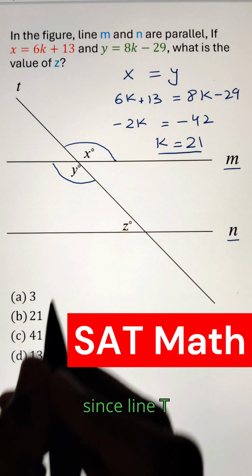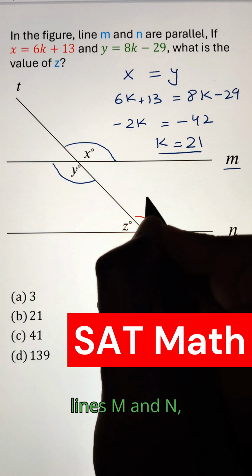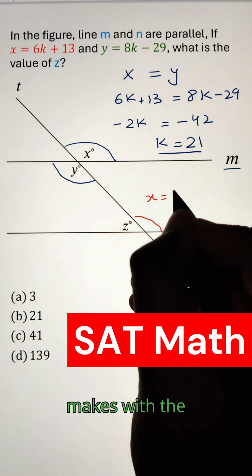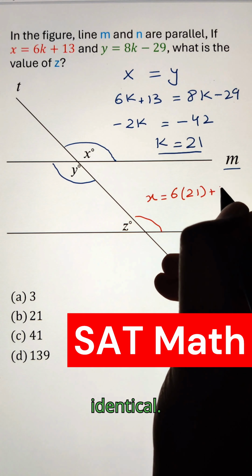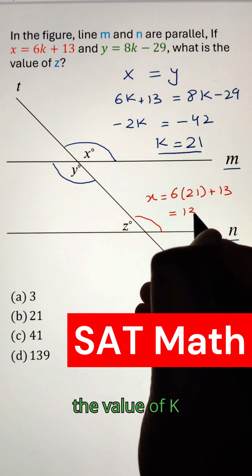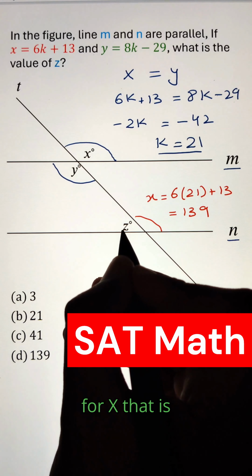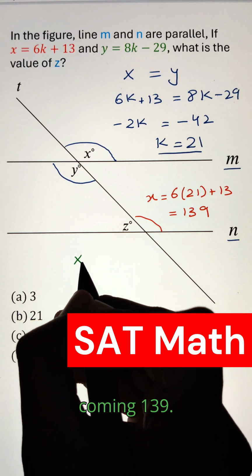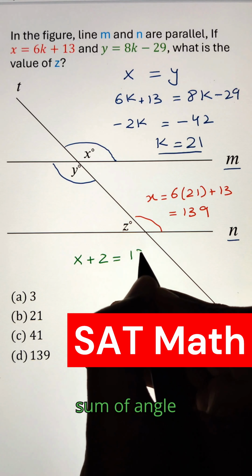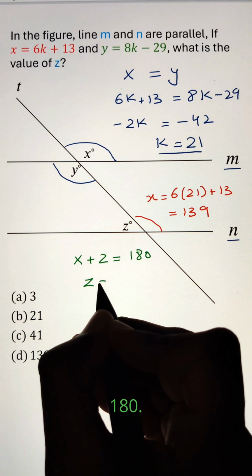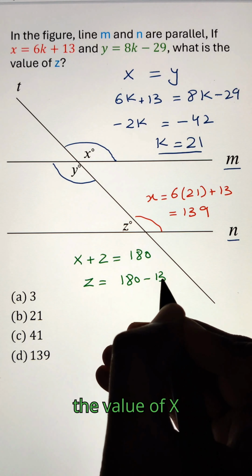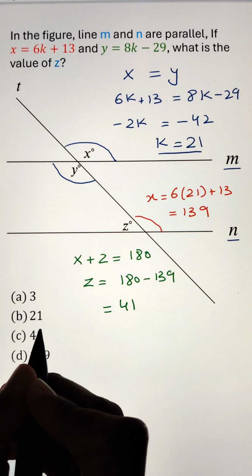Next, since line T intersects the two parallel lines M and N, the angle it makes with the two lines will also be identical. Plugging in the value of k, we can solve for x, that is coming to 139. Finally, the sum of angles x and z will be 180. Substituting the value of x will give us our angle z.